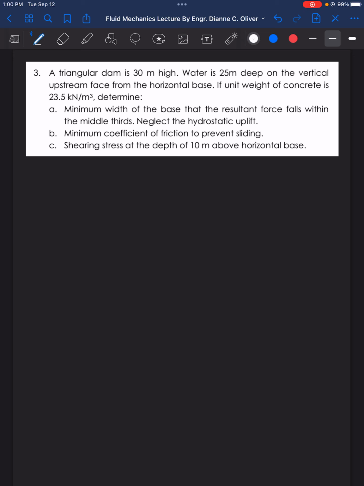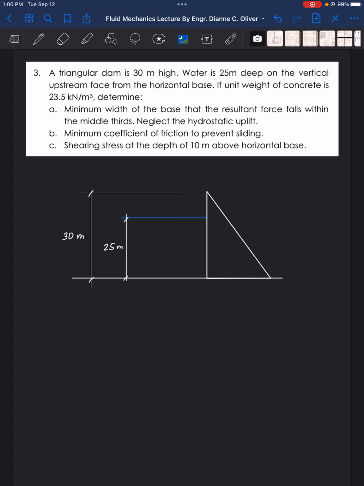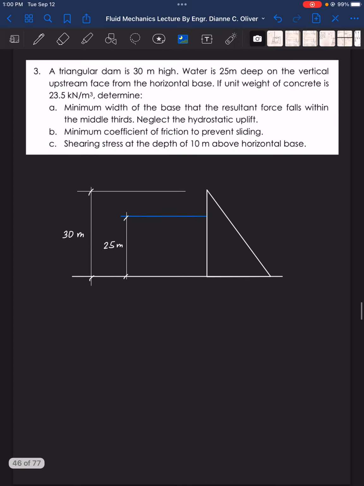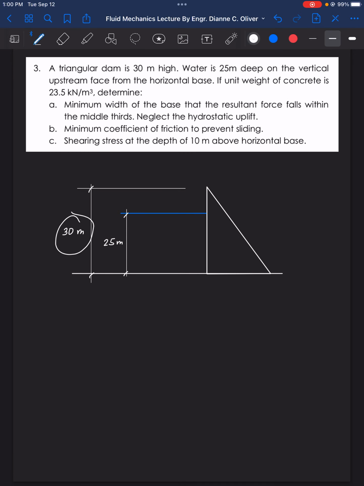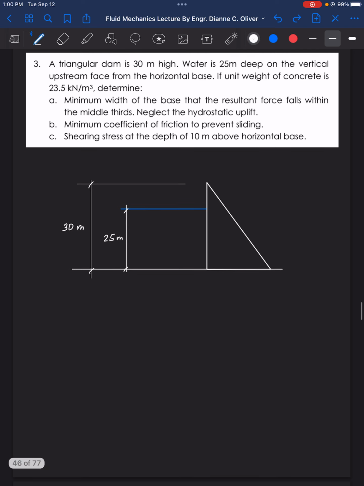Okay, so we have a triangular dam, 30 meters high, and the water is 25 meters deep on the vertical upstream face. So this is our triangular dam of 30 meters high. The water is 25 meters high, so we have the water surface there. Then given the unit weight of concrete is again 23.5 kilonewton per cubic meter.